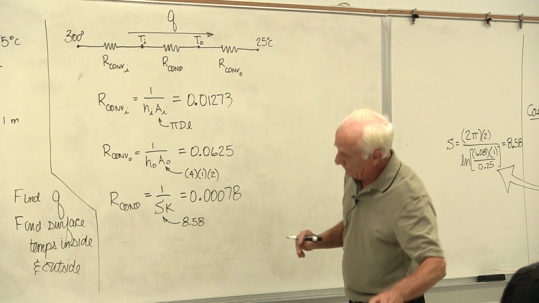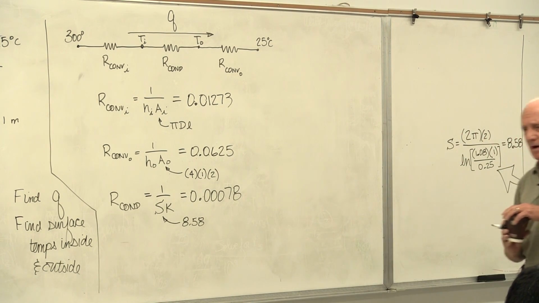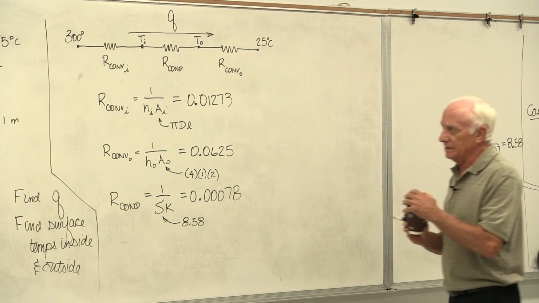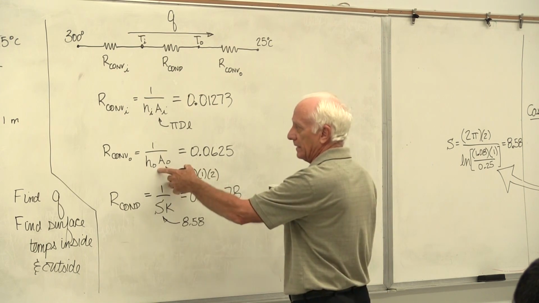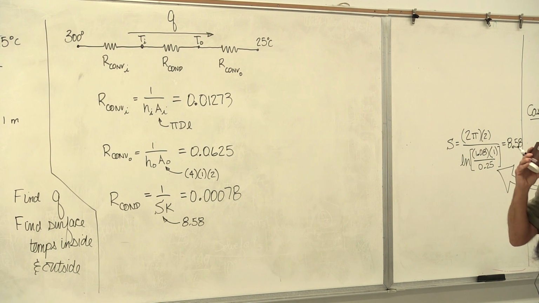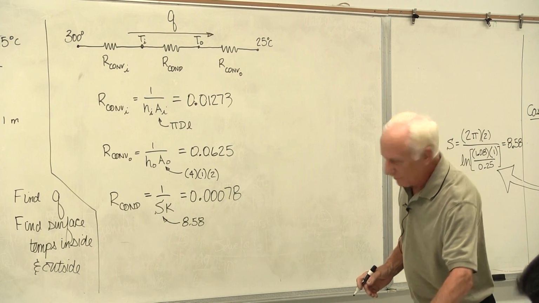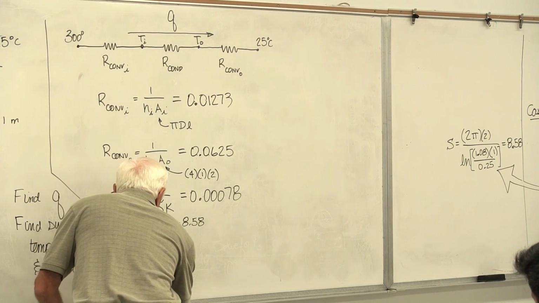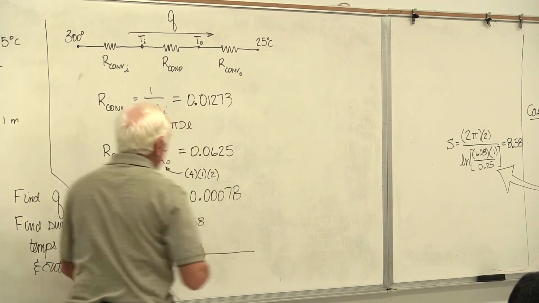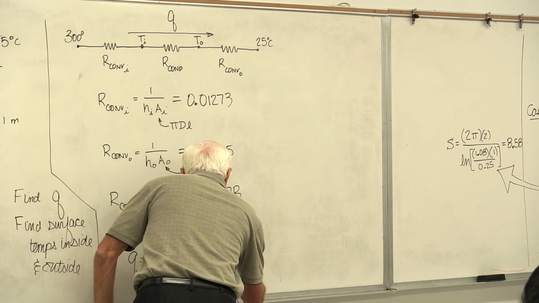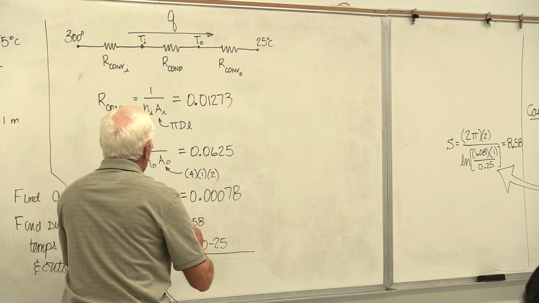So if I compare those three resistances, I can see, wow, that conduction resistance is really small. The biggest resistance is convection on the outside. Yeah, that's the air side. That makes sense. Okay. Once we get the resistances, now we get the Q. Q equals hot temperature minus cold temperature, 300 minus 25, divided by the sum of the resistances.